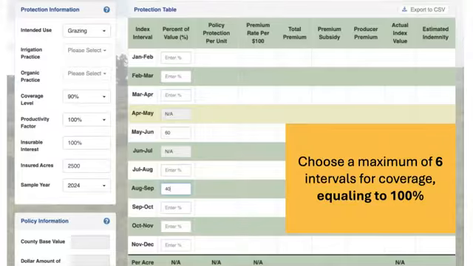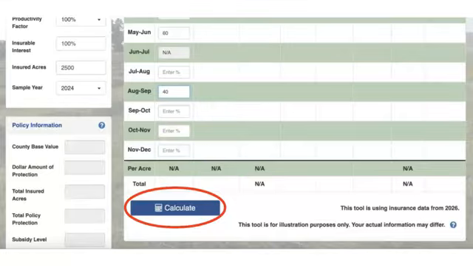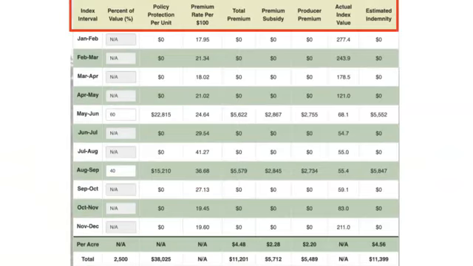Now you will decide which intervals you would like to allocate coverage in. You may choose up to 6 different intervals, and the percentages must total 100%. Once you have decided which intervals you would like to allocate the percentages of coverage in, you will click Calculate. After calculating, this table shows how your specific PRF policy would have performed during the selected year, 2024. It breaks down coverage, premium costs, rainfall conditions, and indemnity payments for each insured interval.